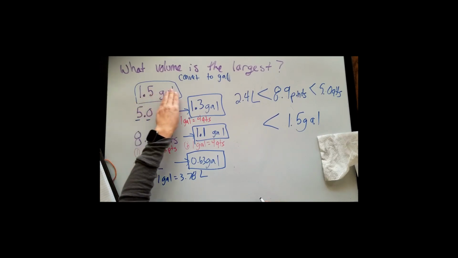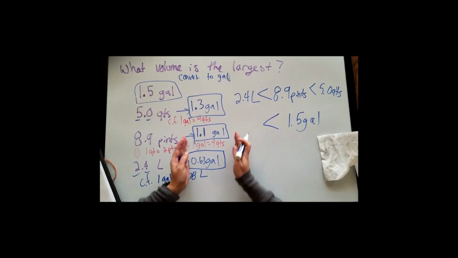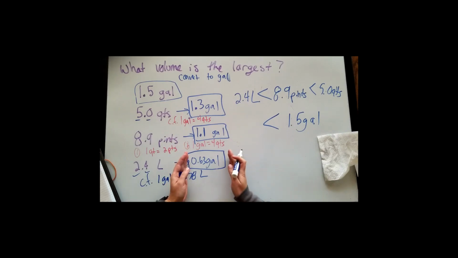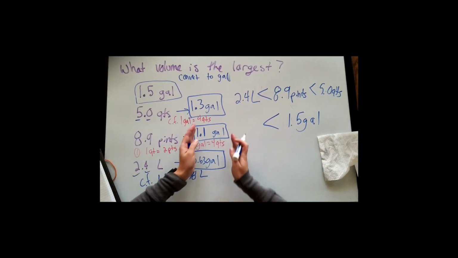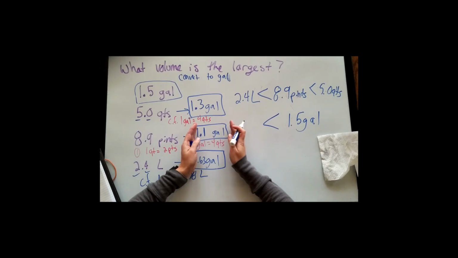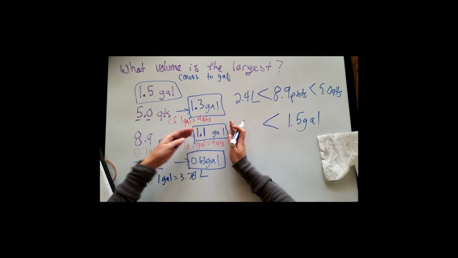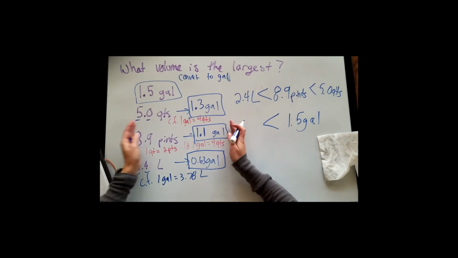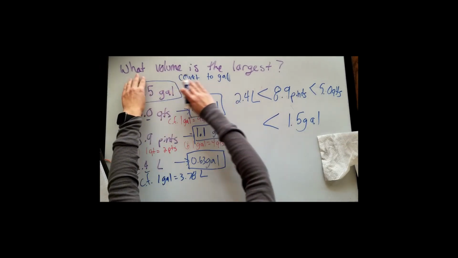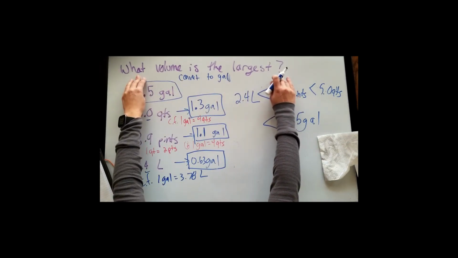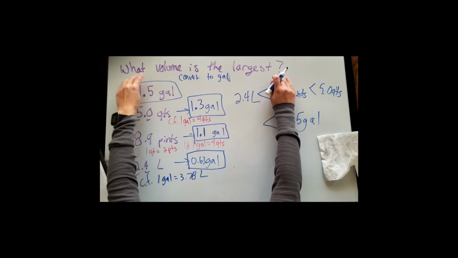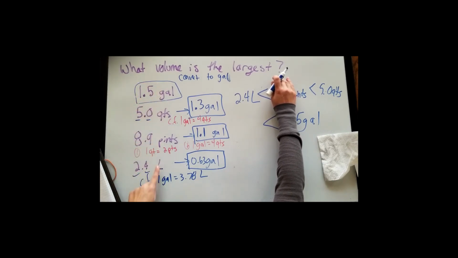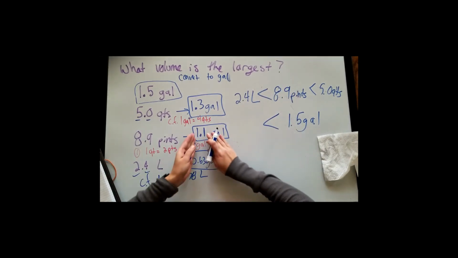So it's important to get it in the same units and then compare, because 0.63 is the smallest, and that's equivalent to 2.4 liters. 1.1 gallons is the next smallest, and that's the same as 8.9 pints, and so on and so forth. So whenever you see a problem where it's asking what volume is the largest, your first step is to make sure that all the volumes are in the same units and then compare the numbers.